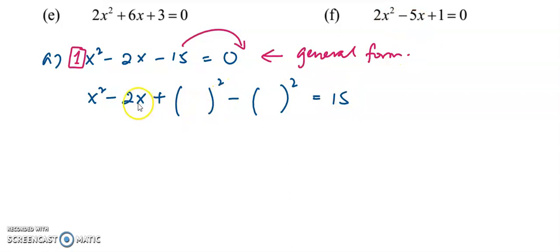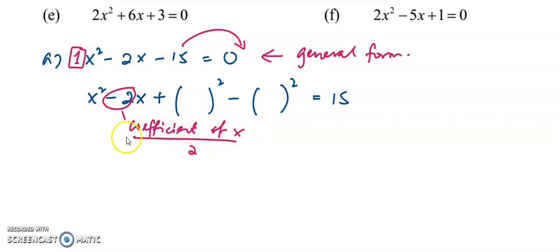All right. And then after that, we take the coefficient of x, that is negative 2 in this case, and divide it by 2. So the coefficient of x is negative 2. Then I will divide this by 2, and the same thing will be filled into this bracket.